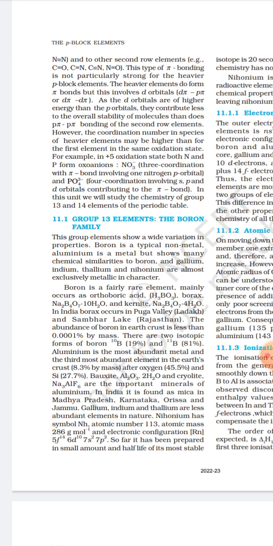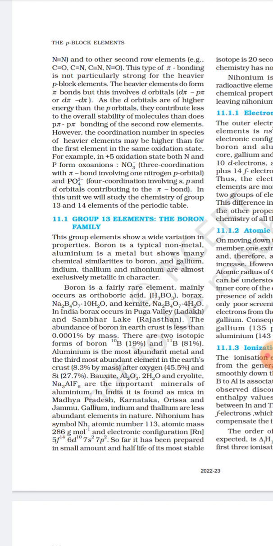There are two isotopic forms of boron, B10 and B11. Aluminium is the most abundant metal and the third most abundant element in the earth's crust, at 8.3% by mass, after oxygen at 45.5% and silicon at 27.7%. Bauxite, Al2O3.2H2O, and cryolite are the most important minerals of aluminium. In India, it is found as mica in Madhya Pradesh, Karnataka, Orissa and Jammu.